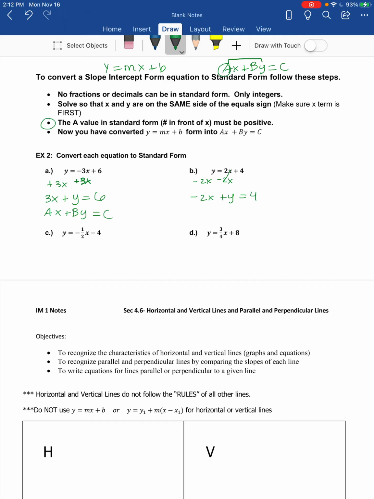But it says your a value has to be positive, and right now it's a negative 2. So to make that become a positive number, I have to divide every single term to keep it balanced in my equation by negative 1. What that means, all my signs will just become opposite. So negative 2x over negative 1 is positive 2x. Positive y divided by negative 1 is minus y, is equal to 4 divided by negative 1 is negative 4. And now I'm in my ax plus by is equal to c, and my a value is positive.